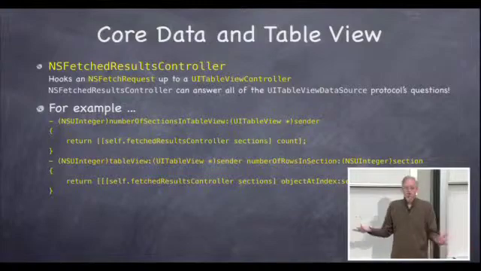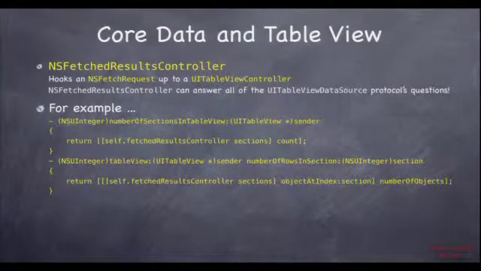So here's an example of what a fetched results controller looks like. If I had a table view and it had a property on it, which was an NSFetchedResultsController, self.fetchedResultsController, then once I hook it up to the fetch request, which I'll show you how to do, I can say things like self.fetchedResultsController.sections.count, and now I've got the number of sections. Or self.fetchedResultsController.sections objectAtIndex section, which gives me this section object, numberOfObjects, and it'll tell me how many rows are in that section of the table.